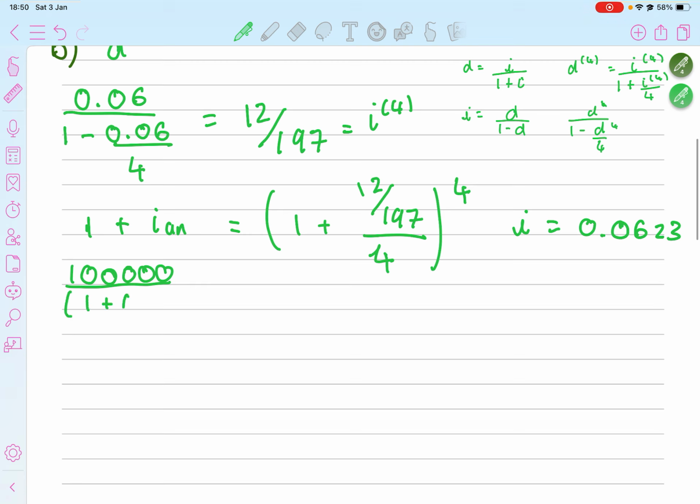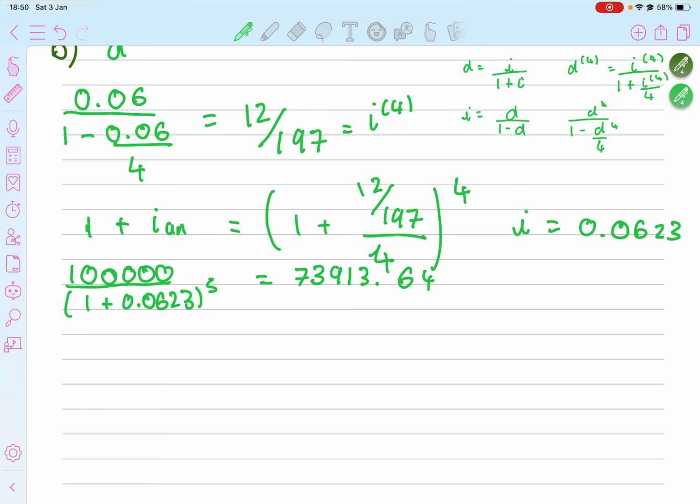So now we do the 100,000 over 1 plus 0.0623, to the 5. I'll be using the exact amount in my calculator, but just for notation, 1.06, to the 5, equals 73,913.64.